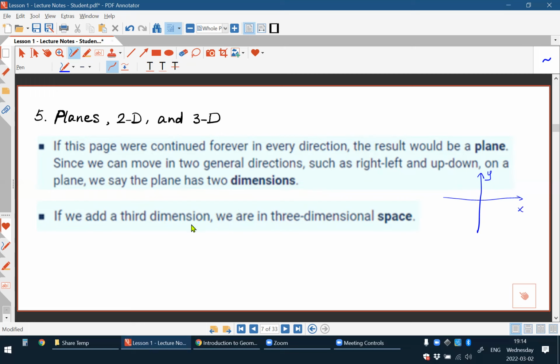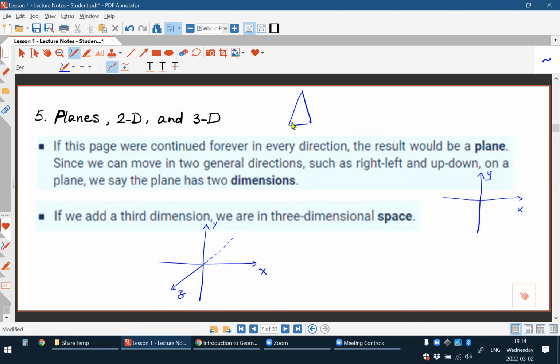And if we add a third dimension, for example, a z-axis, right? So if we add a third dimension, we are in three-dimensional space. So for example, we can also draw a 3D plane like this. This is our y-axis, x-axis. Then we can add another z-axis, right? So this denotes a 3D dimension.